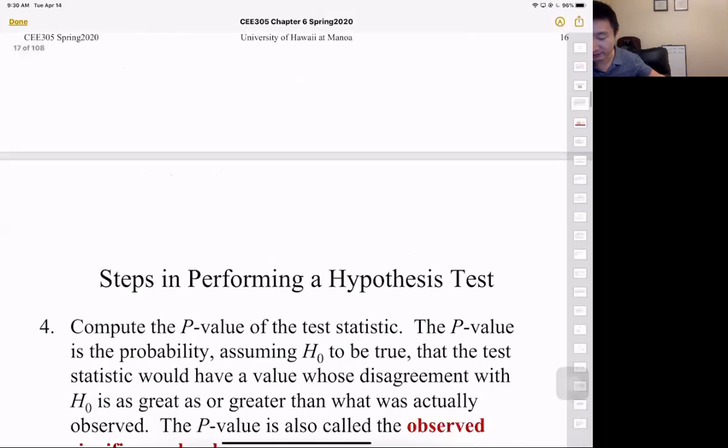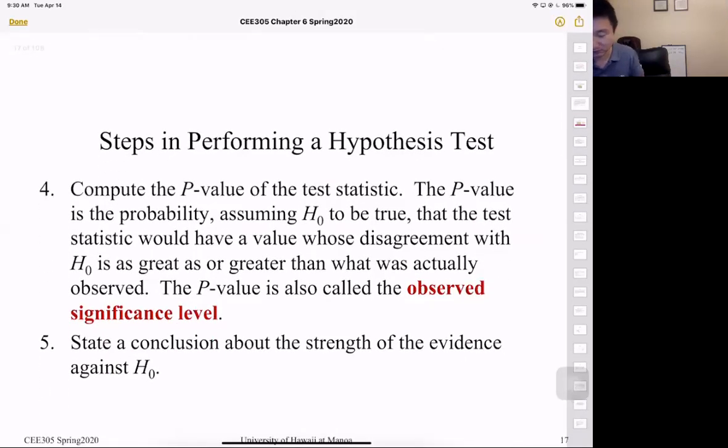So we calculate the p-value based on the z-score or other test statistics. The p-value, again, is the probability, if we assume H0 is true, that the test statistic will give a value whose disagreement with H0 is as great or greater than what was actually observed. So again, this is a long sentence. Just remember the p-value is the probability assuming H0 is true. There's another name for p-value, which is observed significance level.